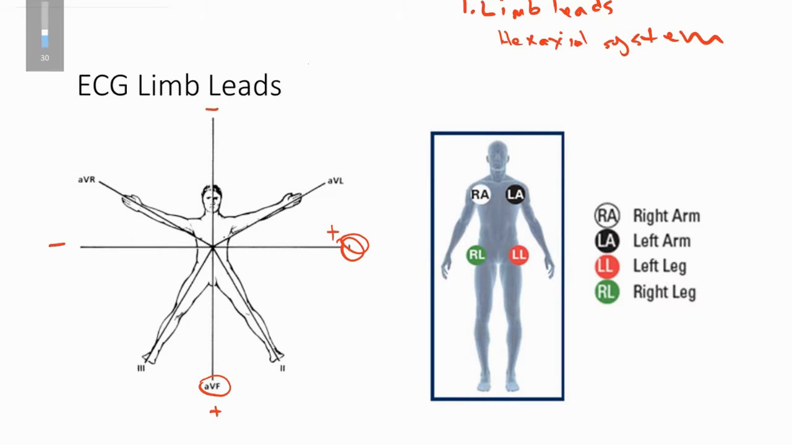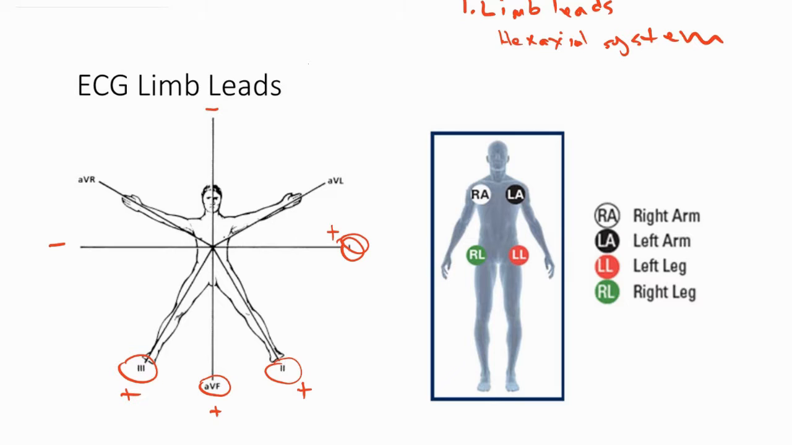The other 4 leads are lead 2, down here, which is pointing toward the patient's left foot, and lead 3. These will both be positive, pointing in these respective directions, and the opposite ends would be negative.